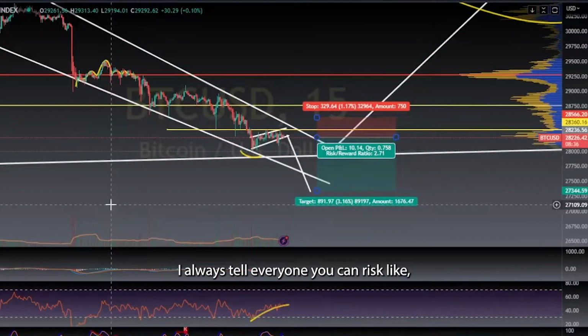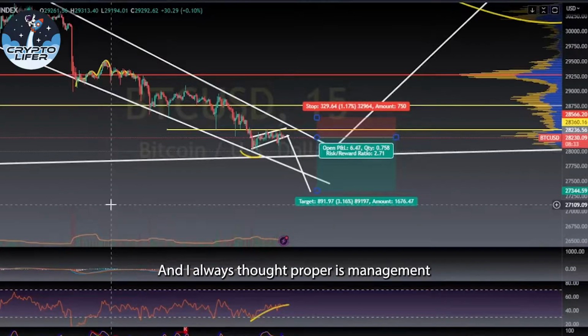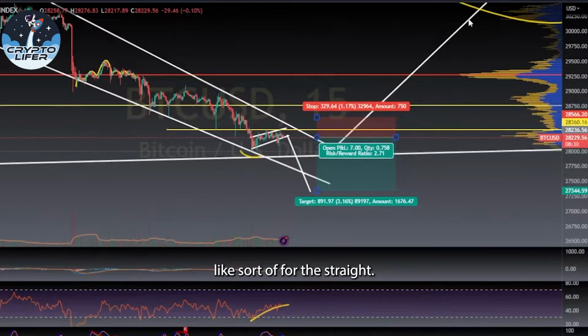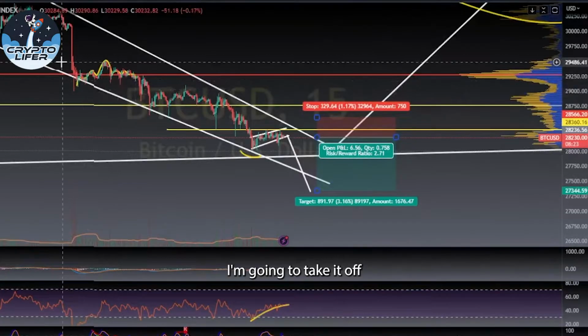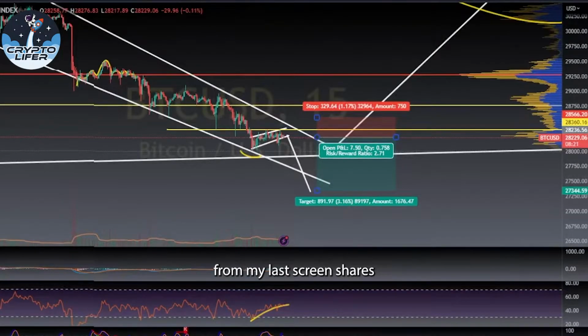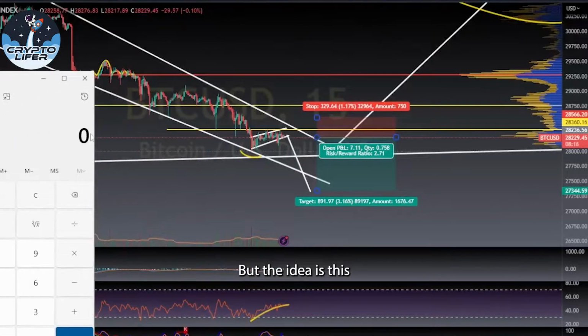I always tell everyone, say someone has $10,000, and I always talk proper risk management. So for this trade, you would take the stop loss and you divide it by... I go over this a lot, and we're going to put it out. I'm going to take it from my last screen shares and even from my classes. But the idea is this.